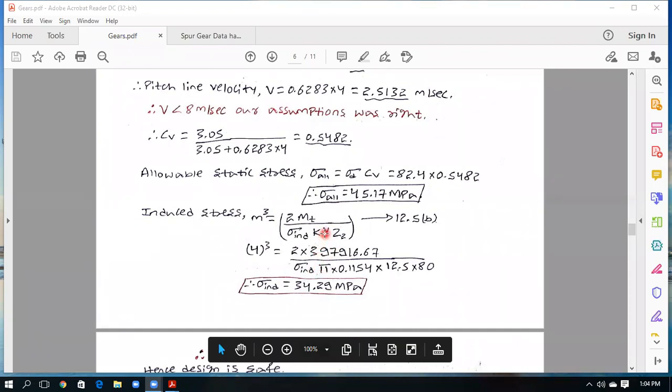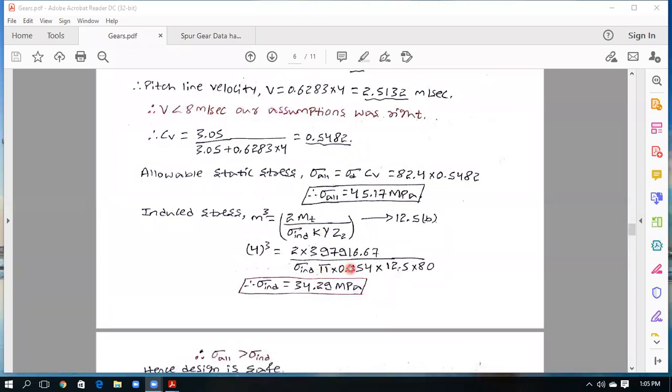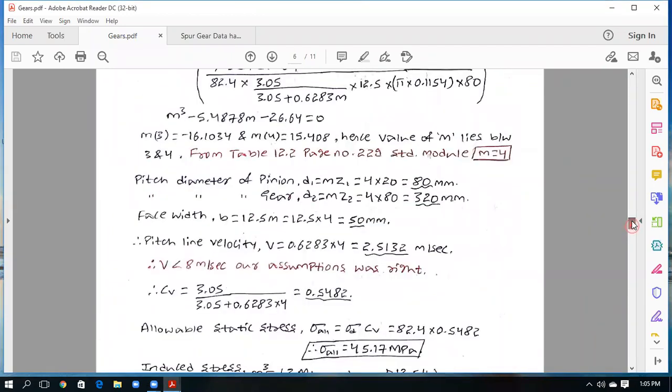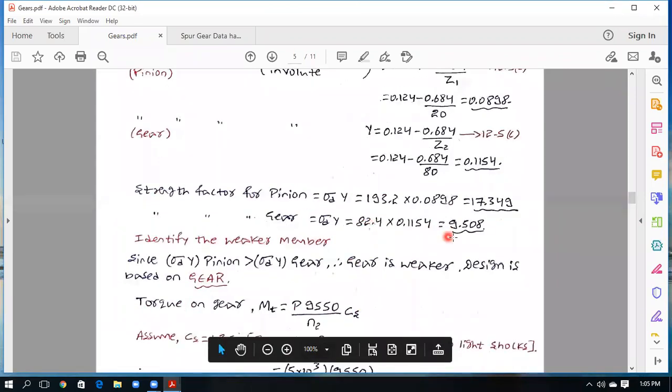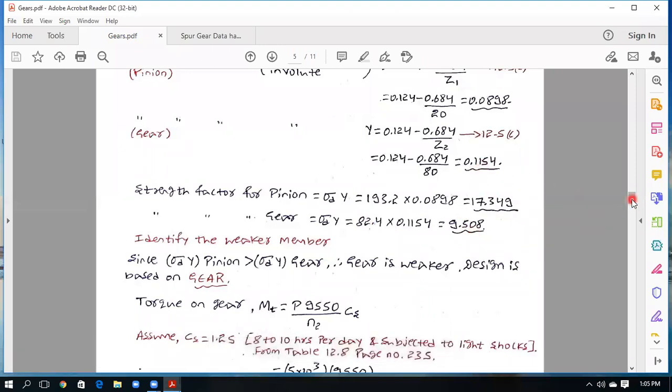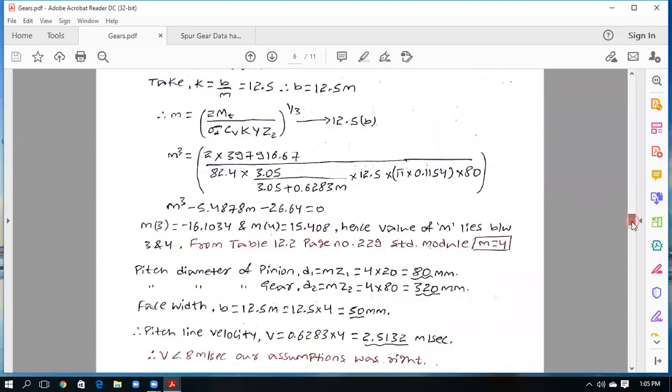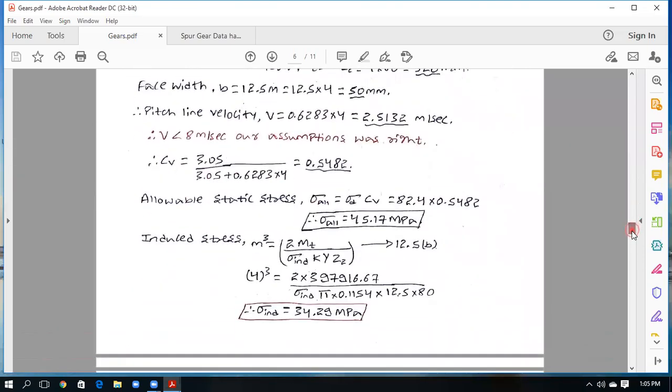Whatever this capital Y is, it is nothing but pi into small y, that is Lewis's form factor. Here you are designing it for the weaker member, that is the gear. Therefore, the y value you have to take is for the gear. That is, the y value for gear is 0.1154. Substitute that in this equation.